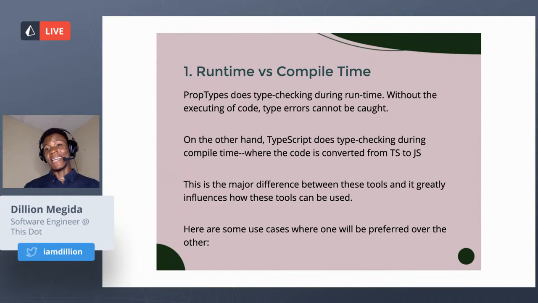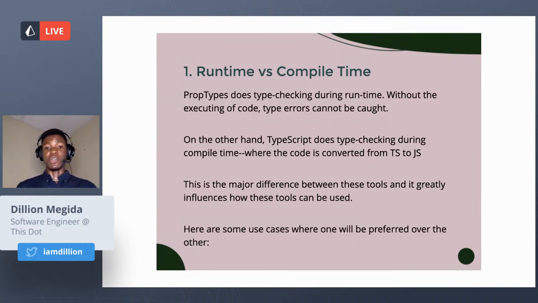Firstly, runtime versus compile time. Like I've stated earlier, and like we have seen in the definition, prop types does its type checking during runtime. So without the execution of code, type errors cannot be caught. On the other hand, TypeScript does type checking during compile time, which is where the code is converted from TypeScript to JavaScript. During that conversion, there is no execution. Even if you have a function call, the function would never be called. You are just trying to convert the TypeScript representation of that function to a JavaScript representation. None of the code is executed.